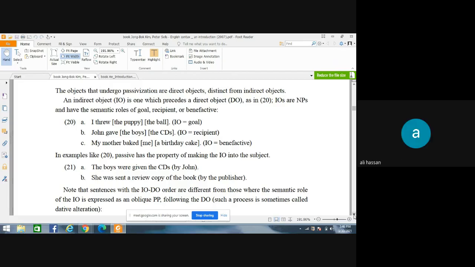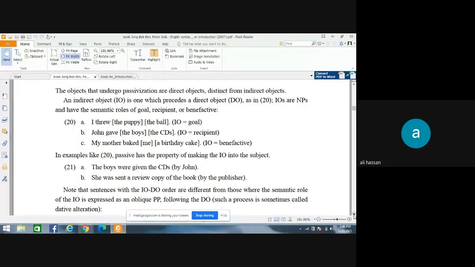Yes, sir. Please read now. 20A, I threw the puppy the ball, indirect object, goal. John gave the boys the CDs, indirect object, recipient. My mother baked me a birthday cake, indirect object, benefactive.